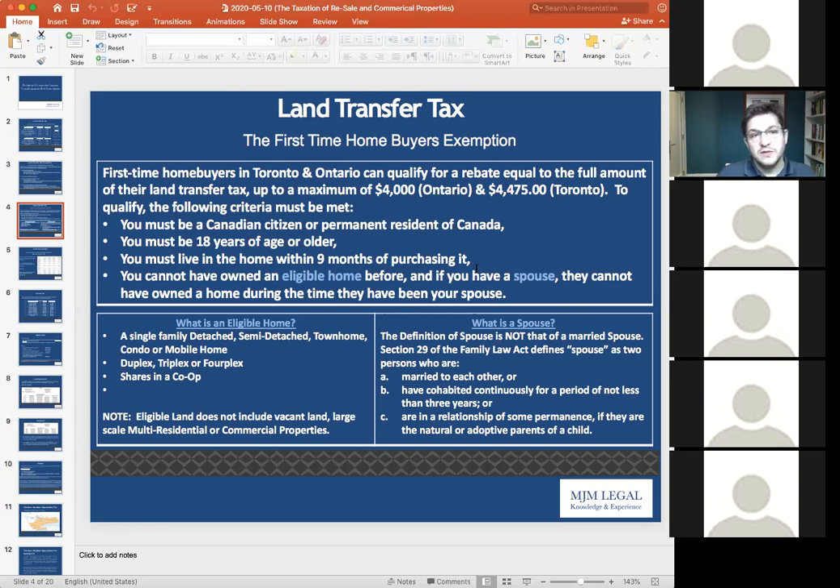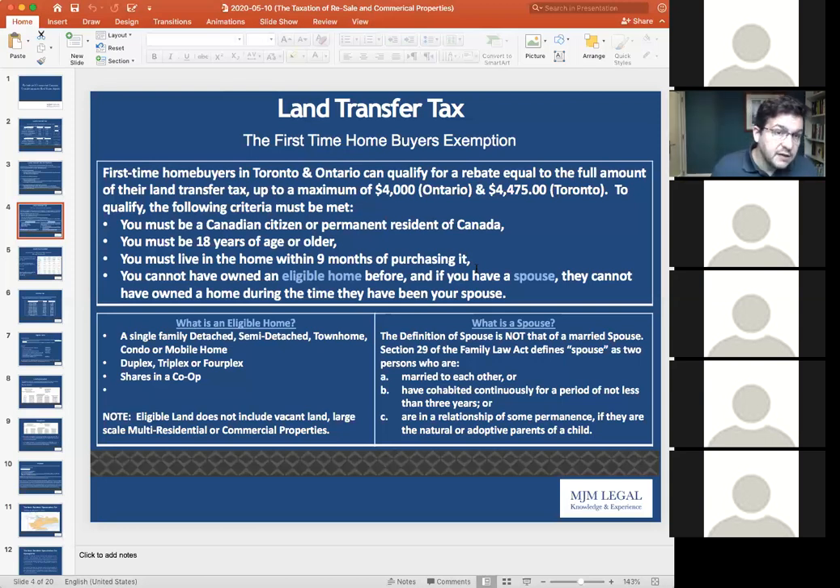Let's talk about spouse. So it's constantly the case that people are approaching me and saying, all right, well, my spouse has owned a property before I got married. Well, in order to understand what the consequence is, you need to understand the rules. And the rule says that the spouse cannot have owned a home during the time they have been your spouse. So what's a spouse? Well, a spouse under the Family Law Act, there's two definitions of spouse. One is a married spouse, and the other is a spouse. Married spouse means married spouse.